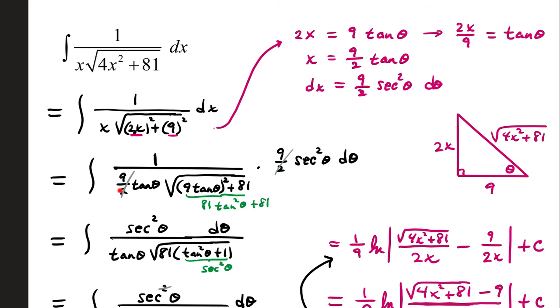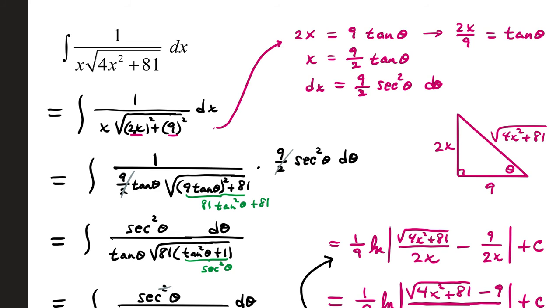The 9 halves on the bottom and the 9 halves on the top will cancel each other. Under the radical, after you do the substitution, you have the square root of 9 tangent theta quantity squared, which is 81 tangent squared theta, plus 81. Under the radical, we'll be able to factor out that 81, leaving tangent squared theta plus 1. Rewriting this with secant squared theta, eventually we get 9 secant theta under the radical.